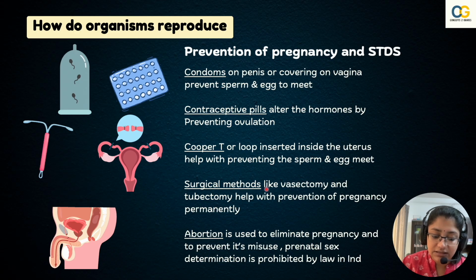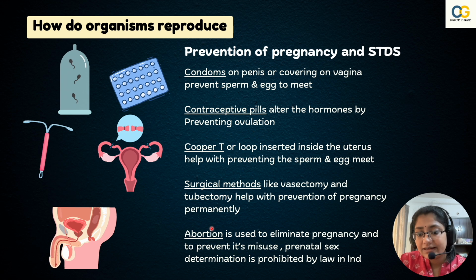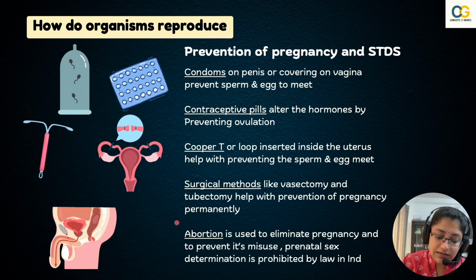There are surgical methods that are used, where there is a vasectomy, where the vas deferens of the male is cut, or the tubectomy, where the fallopian tubes of the female are cut to prevent pregnancy, but it can also cause some side effects if the surgery is not done properly. And the last one is abortion, which is used to eliminate the pregnancy.